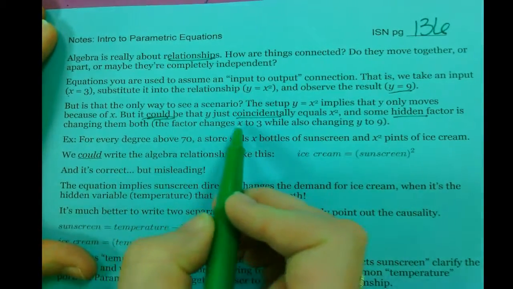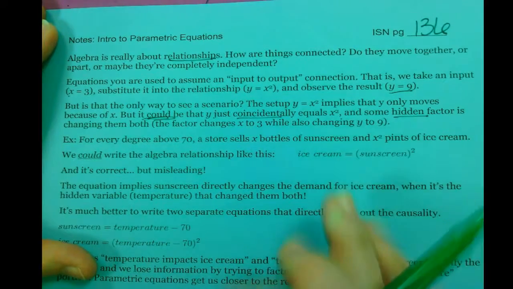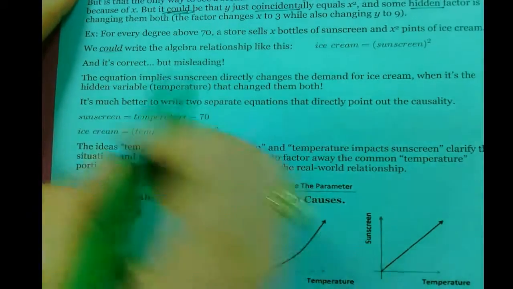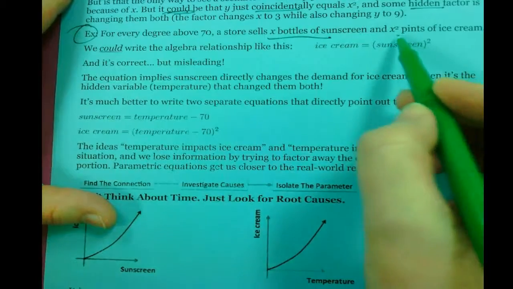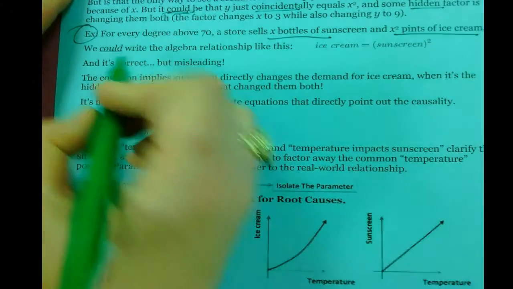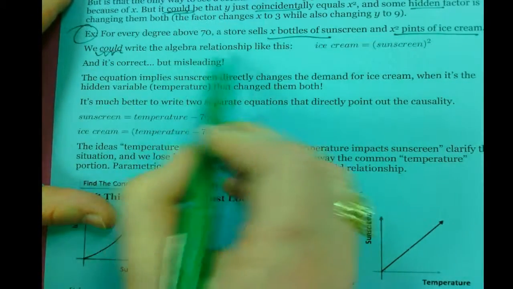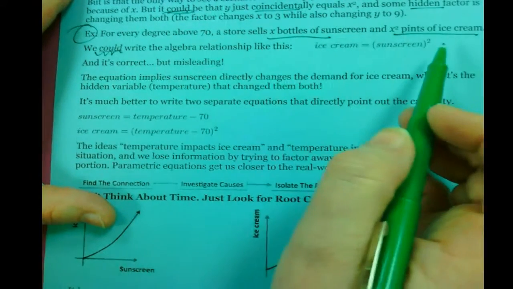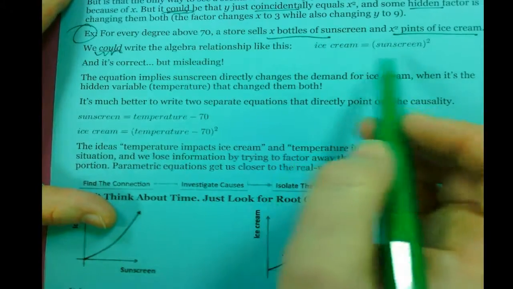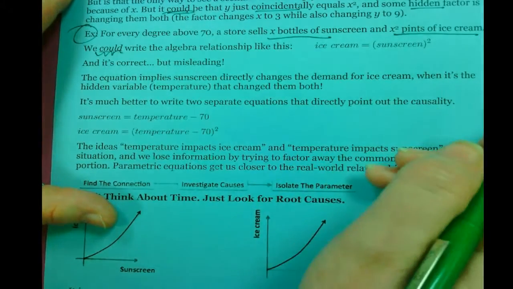The factor changes x to 3 while also changing y to 9. So here's an example. For every degree above 70, a store sells x bottles of sunscreen and x squared pints of ice cream. We could write the algebra relationship like this: ice cream is equal to sunscreen squared, because that's what's happening, right? And so it's correct. The amount of ice cream is equal to the amount of sunscreen squared.